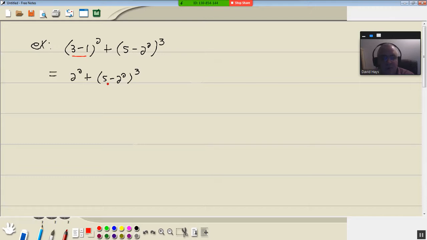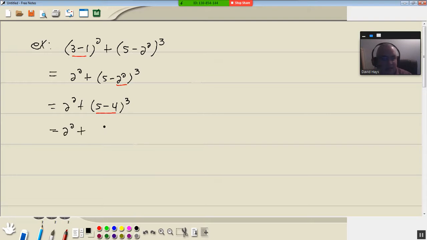Still on the please part, doing what's inside this parentheses. Now notice here I dropped those parentheses because they weren't doing anything anymore. Within this parentheses, I still have to follow my order of operations. Please excuse exponents. So I'm going to do this 2 squared first. Well, 2 squared is 4. Now I'm still doing what's inside the parentheses, which is 5 minus 4.